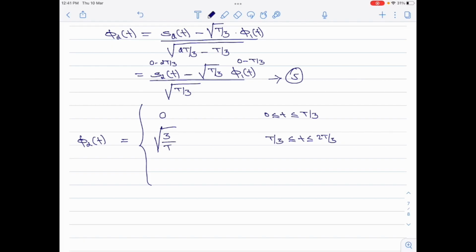And lastly, for values of t greater than 2T by 3, the numerator is completely 0. Why? Because S2 of t for any value of t greater than 2T by 3 is 0. So is phi 1 of t. So, we will get a 0 for any value of t greater than 2T by 3. This is the final answer for the second basis function.